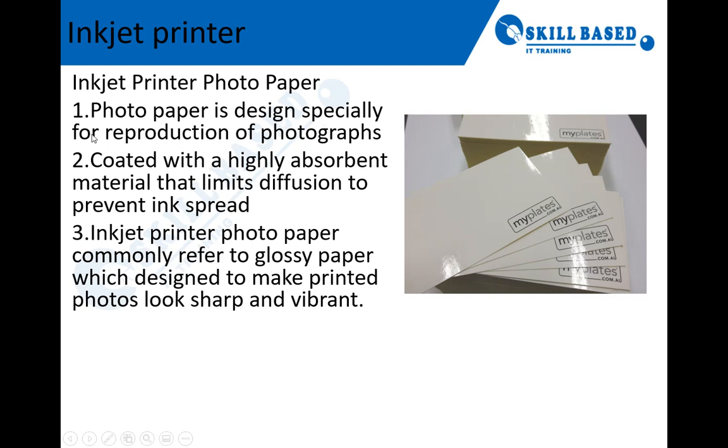So photo paper is designed specially to reproduce photographs, like pictures and so on. It has a special coating with highly absorbent material so that it limits diffusion to prevent ink spread. It can lock your ink so that your ink will not spread too much. Inkjet photo papers commonly refer to glossy, meaning it is reflective, you will have a reflection. It is paper designed to make prints more vibrant, sharper and more vivid.